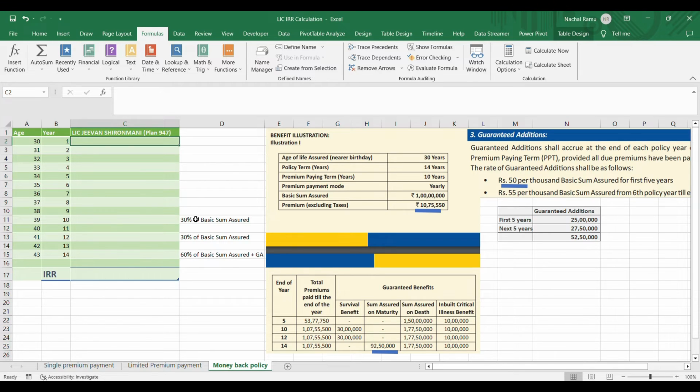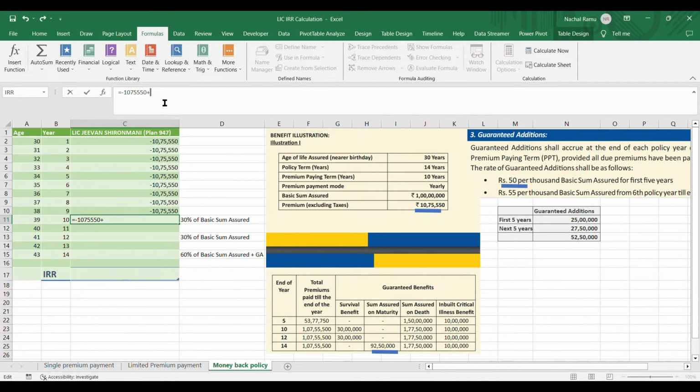Next, we shall move on to the money back policy, LIC Shriram Money. Here you receive money back at regular interval and final maturity at the end of the term along with guaranteed addition. The annualized premium is 10,75,550 and the premium paying term is 10 years. Let us fill in that first. Please remember to use negative symbol. On 10th year, you receive 30% of basic sum assured. Here, it is 30 lakhs, 30% on 1 crore sum assured.